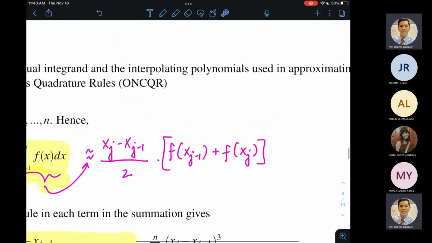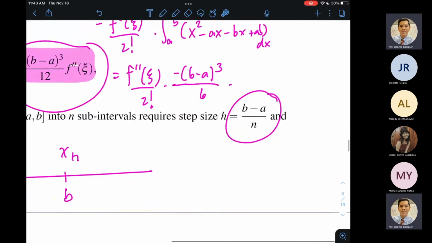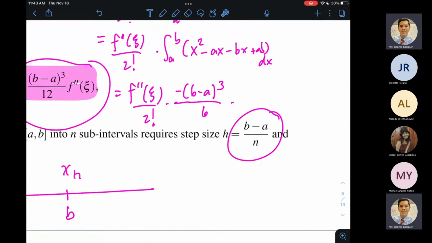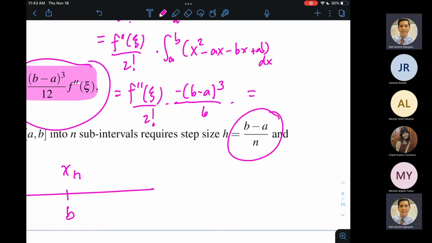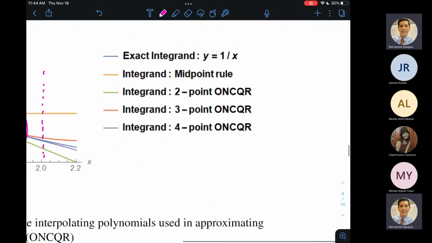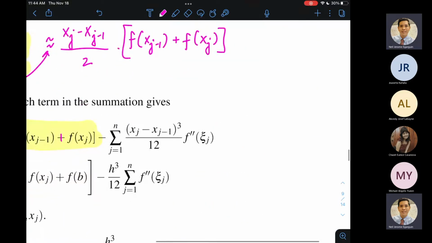Okay? Alam natin yung error term ay, nasa na nga siya? Dito sa taas. Second derivative over 2 factorial times this guy. So perhaps we can write it as negative b minus a cubed. Remember, b minus a is the length of the interval on which we applied the trapezoidal rule, all over 12 times second derivative evaluated at c. Okay? Tapos, so sa bawat application ng trapezoidal rule, ito yung error term. Okay? Meron ka negative sign, andito na siya, factored in yung negative sign dyan.